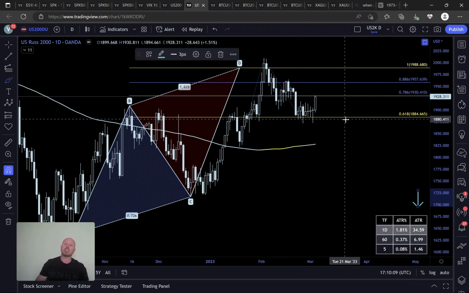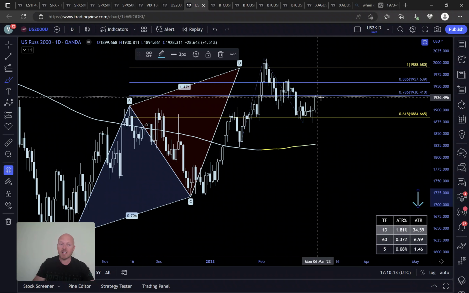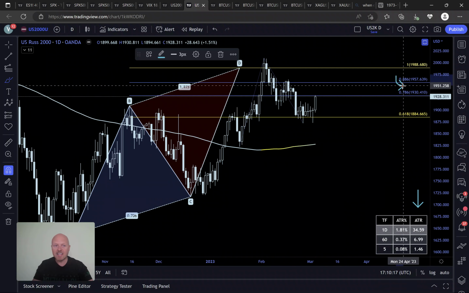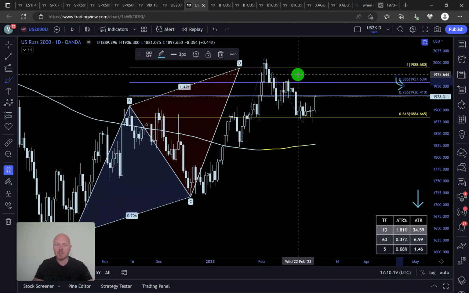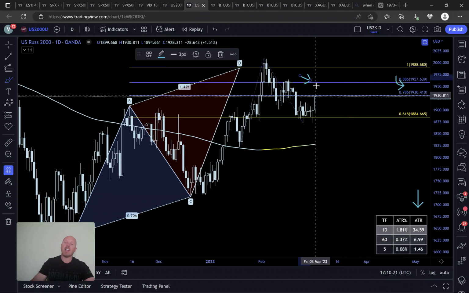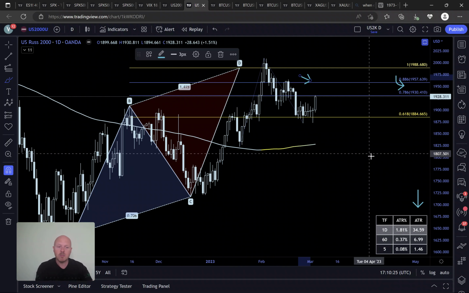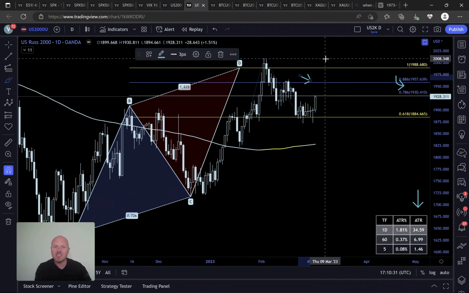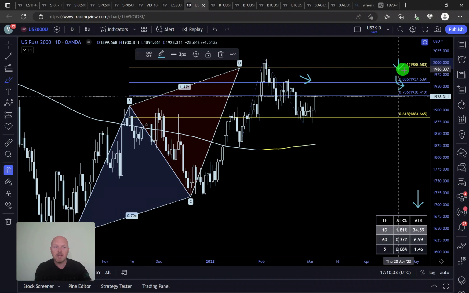$34.59. So if you're going to use a single ATR stop loss, which would be a very tight stop loss, that alone would still get you above the 886 fib. Okay, so that would be considered a tight stop loss. A normal ATR ratio would be 2 times ATR. So you'd be looking at a $70 stop loss, which if you add that to where you are on price at 1930, you're above the 1 fib here at 1988.